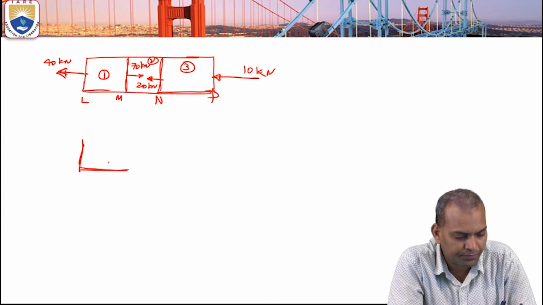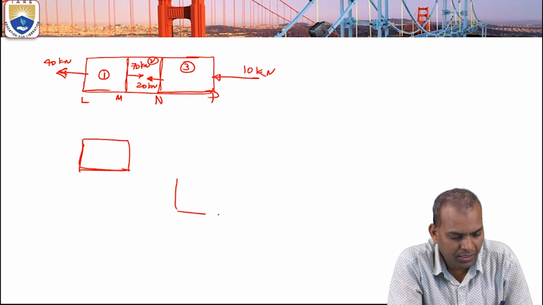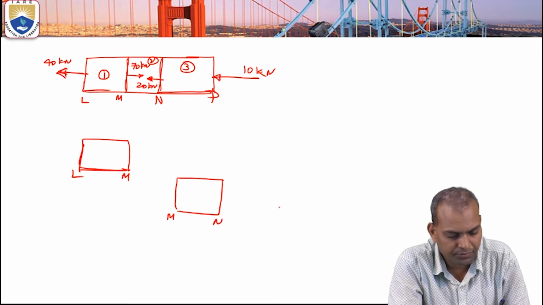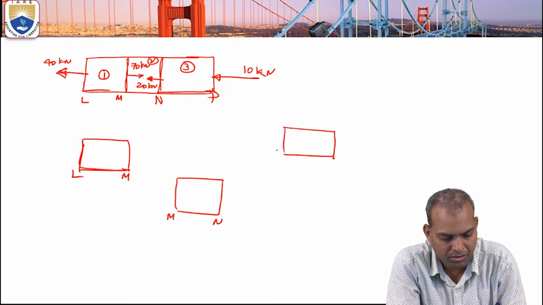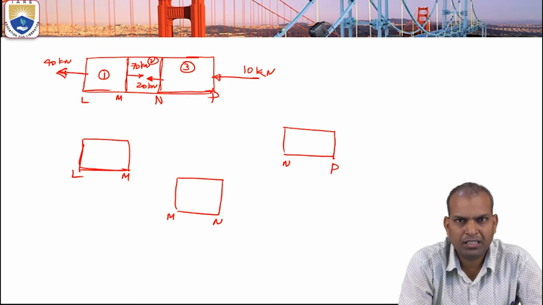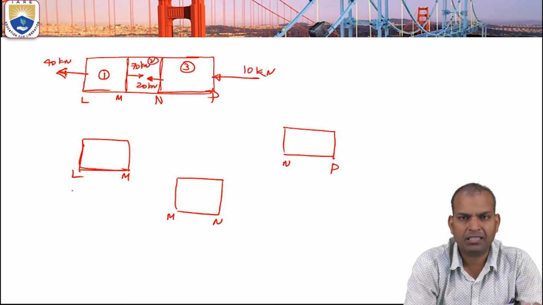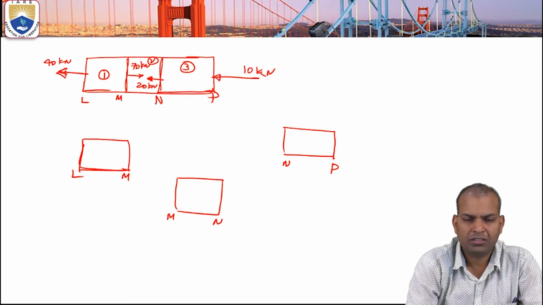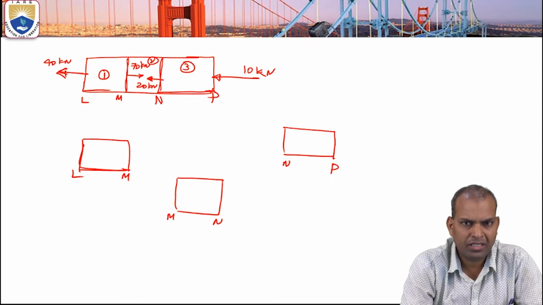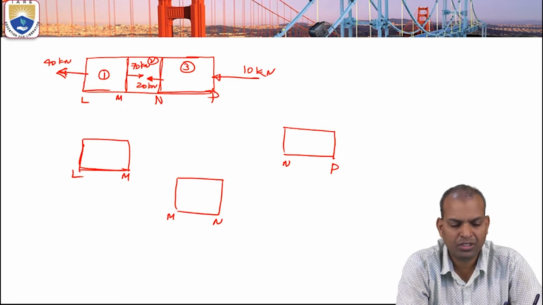Consider the LM portion, then the MN portion, and then the NP portion. Here the free body diagrams are very important in order to find out what type of load is acting on sections 1, 2 and 3. Only then can we understand the total elongation, whether section 1 is under compressive or tensile, and whether section 3 is compressive or tensile.